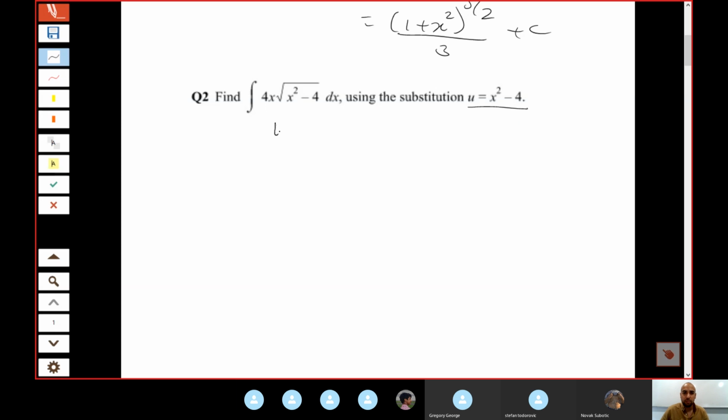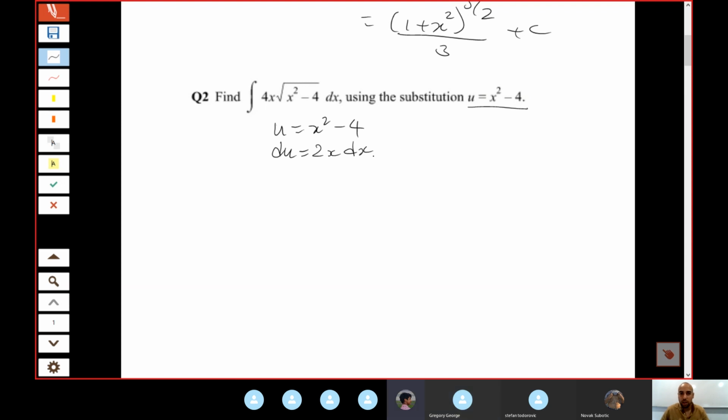So first line, u equals x squared, take away 4. Next line, we differentiate this. So what's the derivative of u? du. What's the derivative of x squared? 2x, and then you have to write your dx as well.